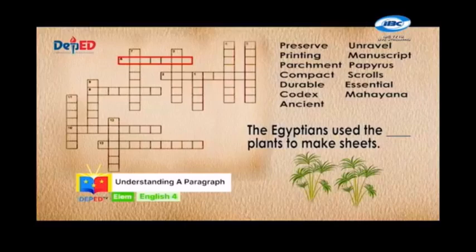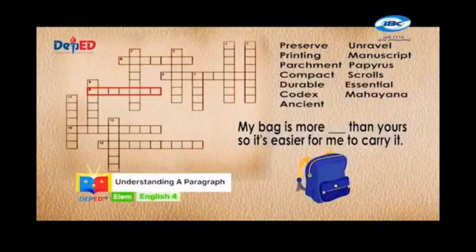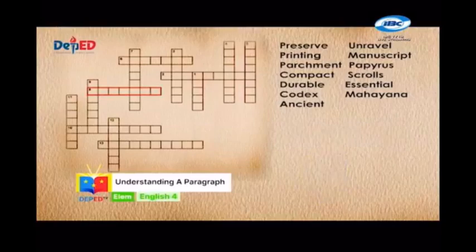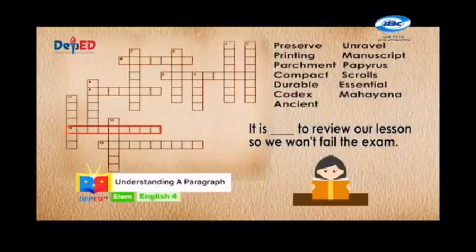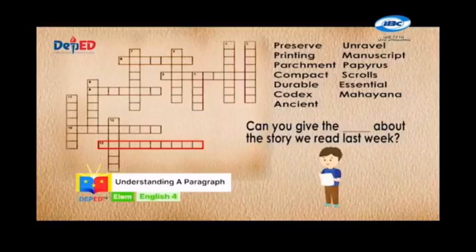Number 8. 7 letters. This word means joined or packed together. My bag is more than yours, so it's easier for me to carry it. We're almost there. Number 10. 9 letters. It means important. It is to to review our lesson so we won't fail the exam. And for the last item, number 13, it is a book, document, or piece of music written by hand. Can you give me the about the story we read last week?